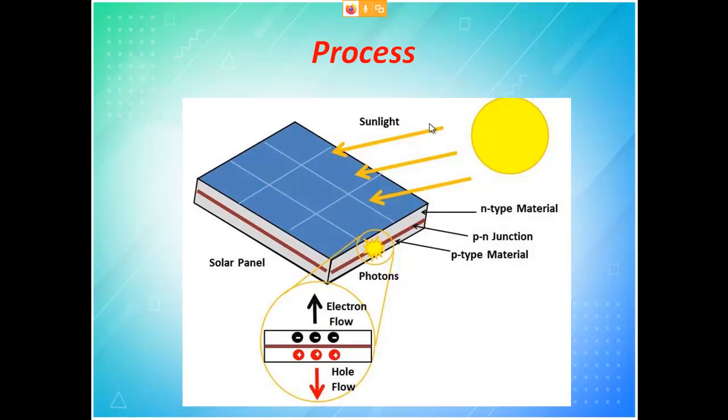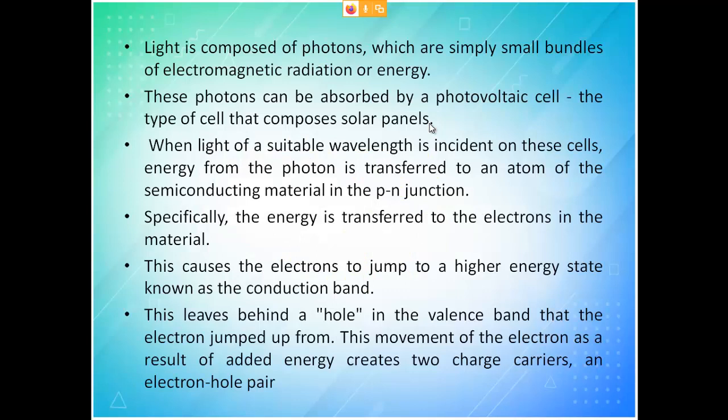The sun emits both; from the sun you receive both photons as well as temperature. That temperature is due to the heating of air particles, but now we require only photons. So you have to be very clear. Light is composed of photons, which are small bundles of electromagnetic radiation or energy. Nothing comes from the solar panel itself; the energy comes only from the sun.